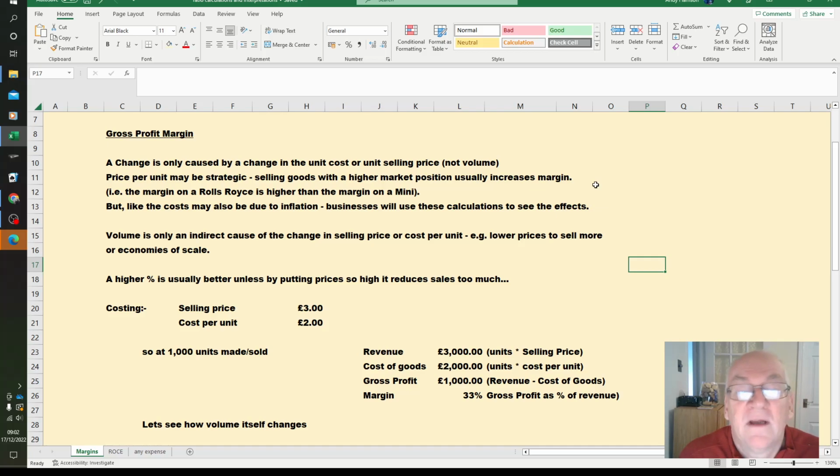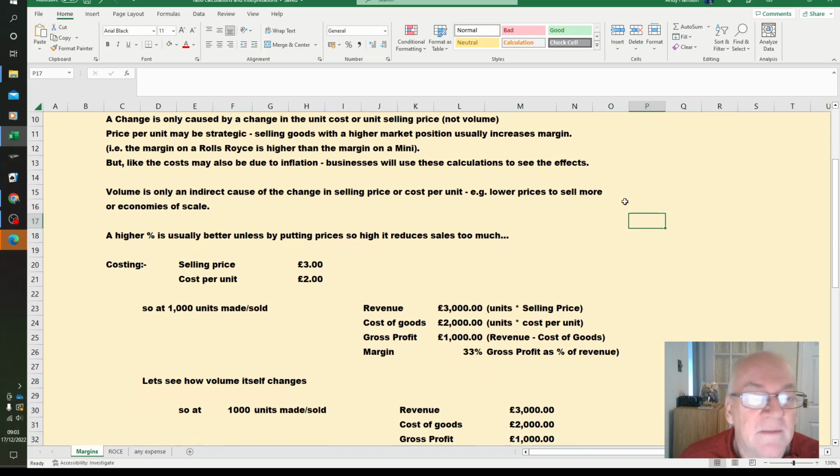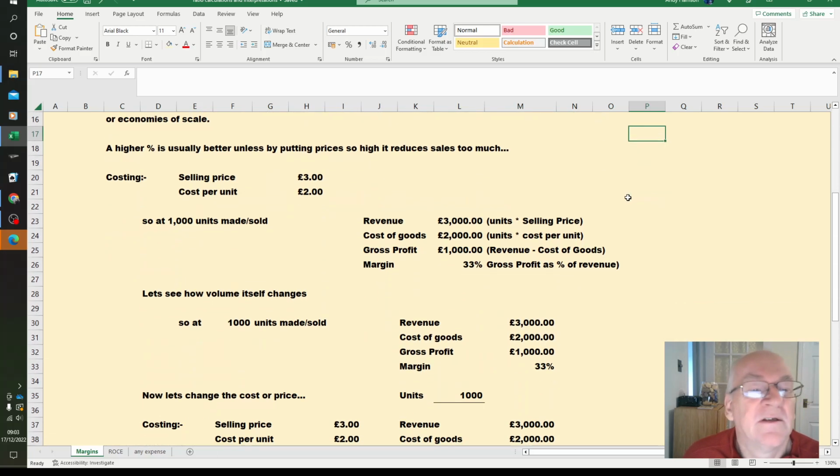Like the cost though, may just be due to inflation. Businesses will use these calculations to see the effects of inflation on the costs. So volume is only an indirect cause of the change in selling price or cost per unit, so it won't be an answer in the question. Students often get that one wrong. We may lower the prices to sell more, or if we sell more we can get economies of scale, or we could lose economies of scale. We'll demonstrate that in these calculations.